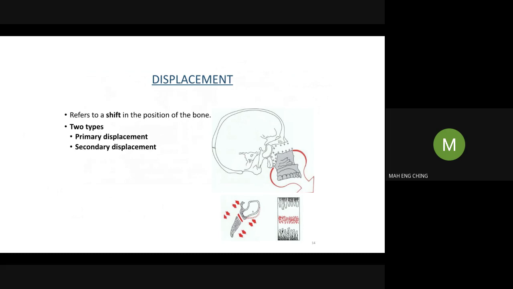Displacement refers to the shift in position of the bone. The bone will move downward and forward generally. Maxilla and mandible also move downward and forward. So there are two types of displacement. The first one is primary, then the second type is secondary displacement. So the difference between them.